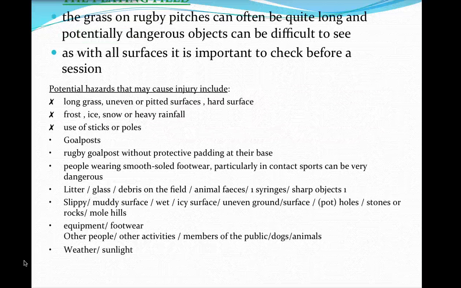Also on a playing field, for example on a grass rugby pitch, the grass tends to be quite long, so you need to check them beforehand. Other potential hazards you might find are a slippy surface, there might be litter on there, glass on there, it might be frosty, it might be icy, there might be uneven surfaces, so you need to check these before you take part in sport on these areas, because all these are types of hazards that can cause an injury.